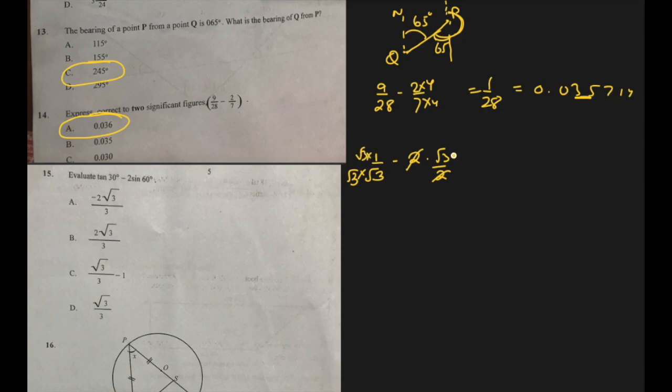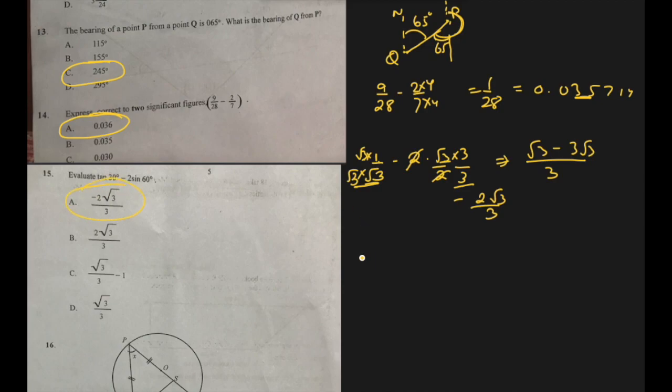So we have to multiply here also. And let's multiply this by 3 and 3. So what do we get? We get square root 3 times 1, square root 3 minus 3 square root 3 over 3. This is 3, this is 3. Alright, so it becomes minus 2 square root 3 over 3. Yes, minus 2 square root 3 over 3.